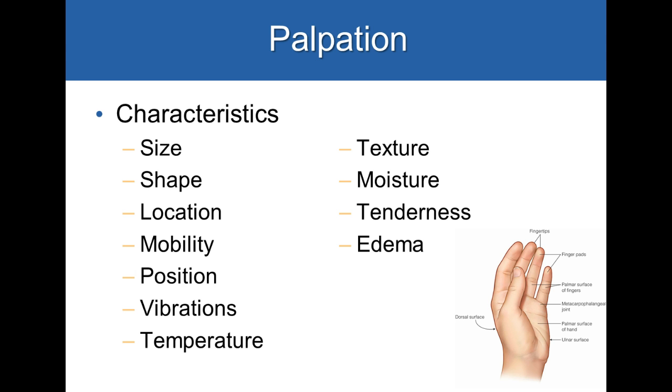Palpation is the second part of the physical health assessment. And again, we remember that that is the process of assessing through touch. So characteristics you'll be looking for then would be size, shape, the location, mobility, position, vibrations, temperature, texture, moisture, tenderness, and edema.